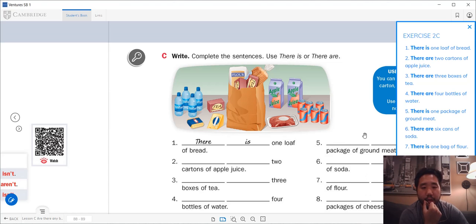Number 8, blank, 2 packages of cheese. There's 1 here and then 2. So there are 2 packages of cheese, so it's plural. So we have to say there are 2 packages of cheese. That's pretty simple, huh, right?